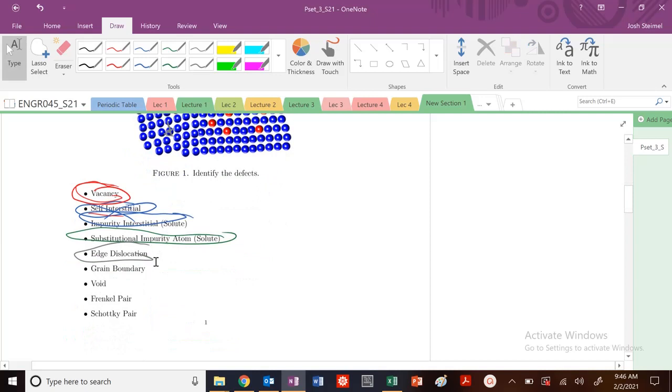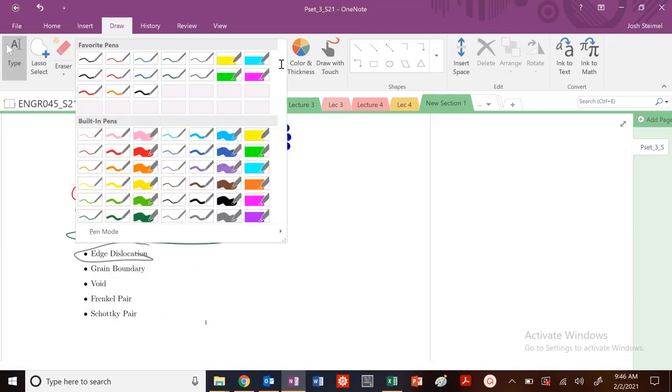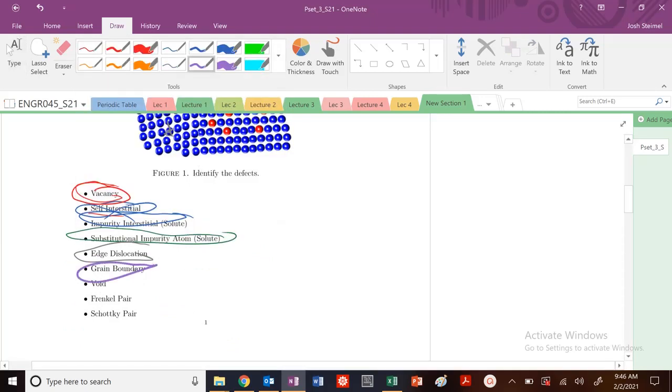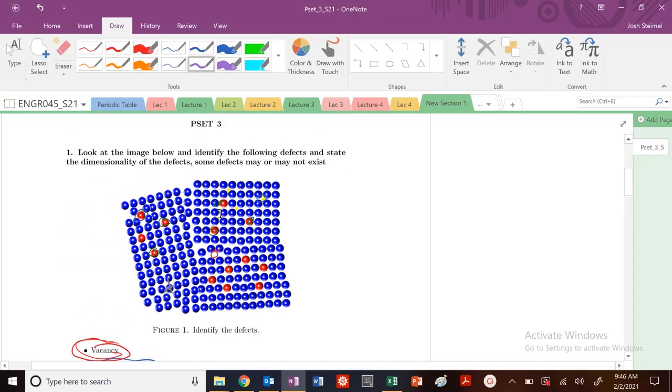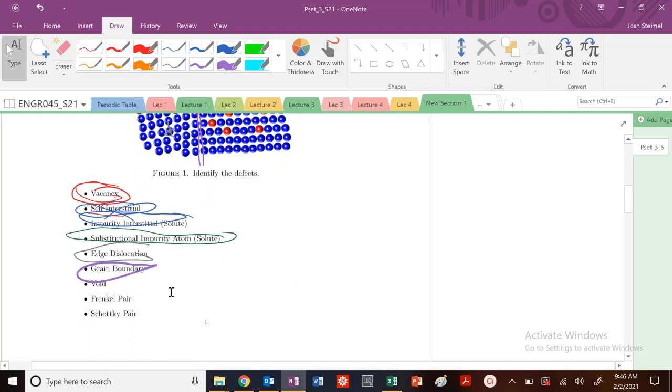What about a grain boundary? Let's change and get to some more exotic colors. Grain boundaries, well, I could see a green boundary right here, maybe slightly in here and there. Because again, you're dividing these rows that have this orientation versus the rows here that have this orientation versus the rows here that have that orientation. So that could be an example of a grain boundary there.